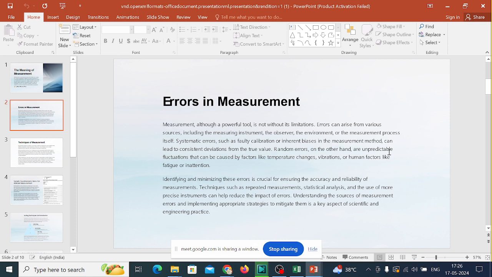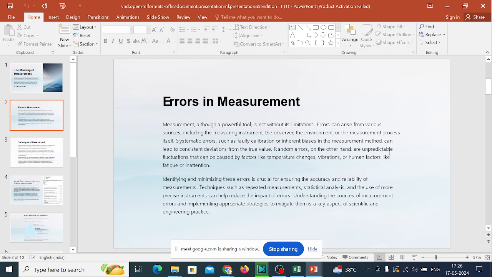So I prepared the slide a little bit lengthier, maximized. I expanded the slides so that it will be very fruitful for you while appearing for your examinations. I have just prepared the slide from the examination point of view. So what are the errors in the measurement?